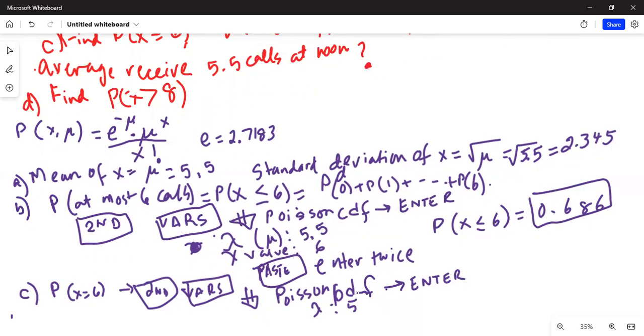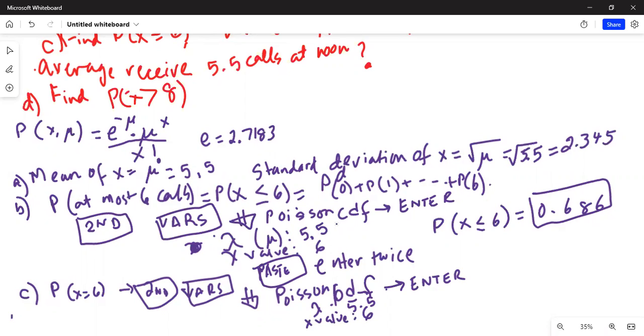Lambda is 5.5. Okay, so we type in 5.5. And then it asks for an x value. The next line is an x value. So the x value is, we want to find the probability at x equal to 6. So x value is 6.